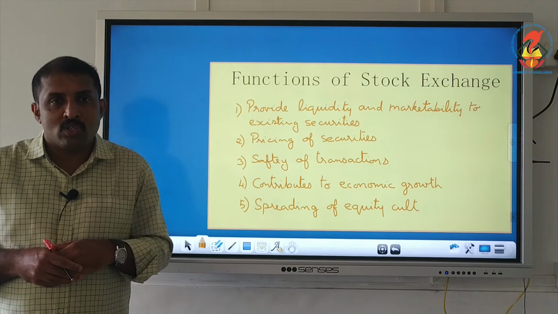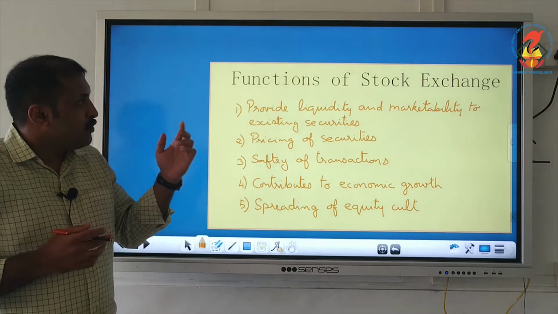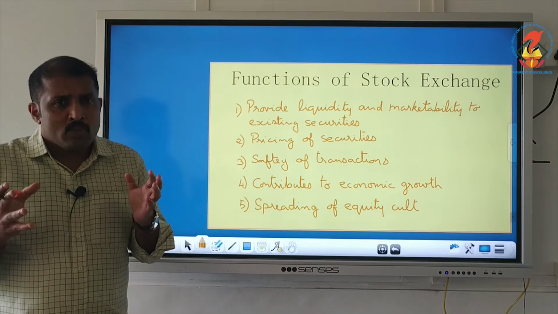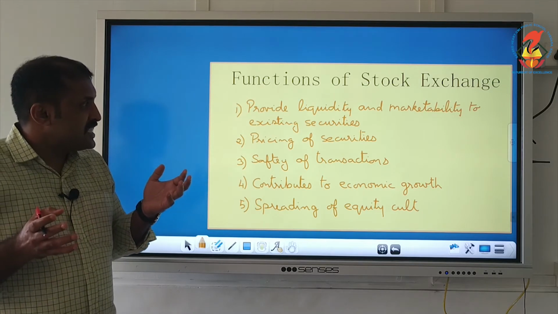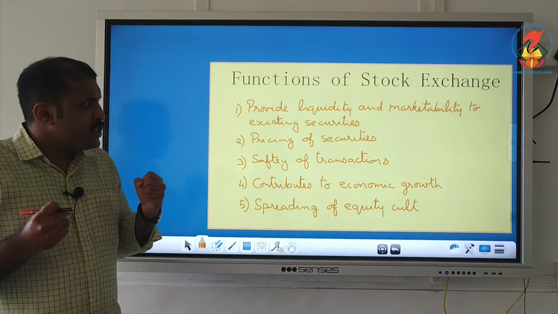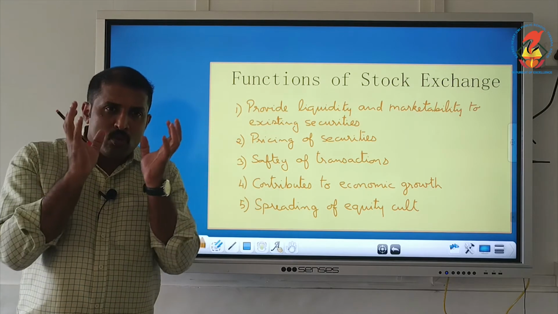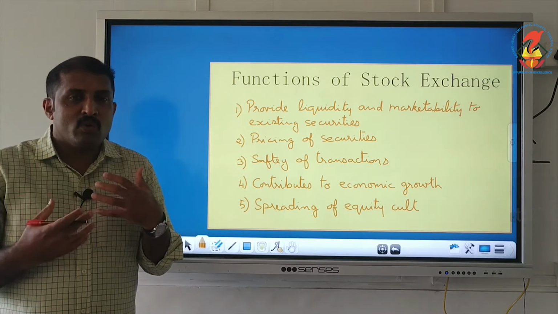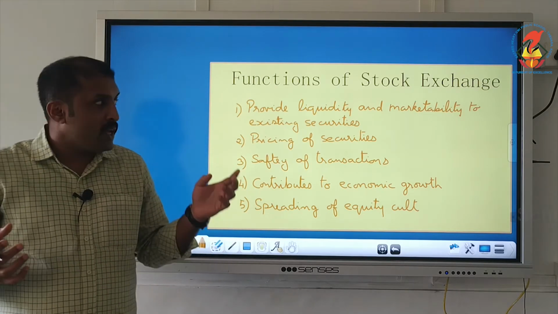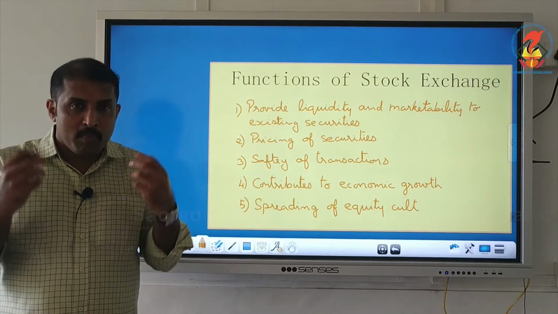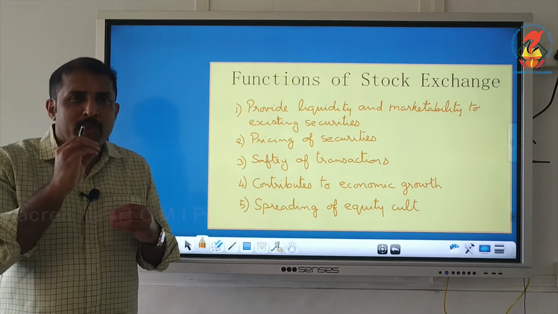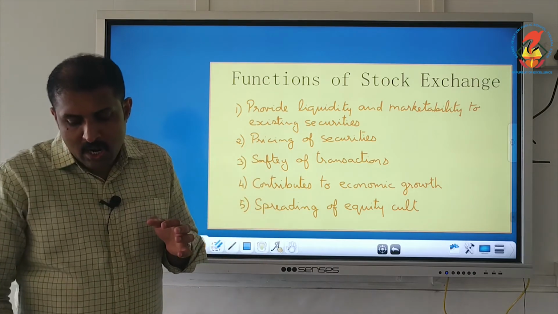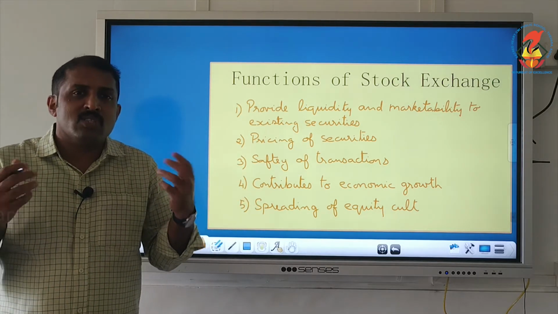Now, we are going on to the functions of stock exchange. What functions does a stock exchange perform? First one is providing liquidity and marketability to existing securities. We all know stock exchange is dealing with the purchase and sale of existing securities. So it is providing a chance for the investor who is having the security to sell it off and convert it into cash. Stock exchange acts as a platform for that. At the same time, there is marketability. There is always a chance for selling or buying. So there are transactions of securities happening in stock exchange where an investor can easily convert his securities into cash.